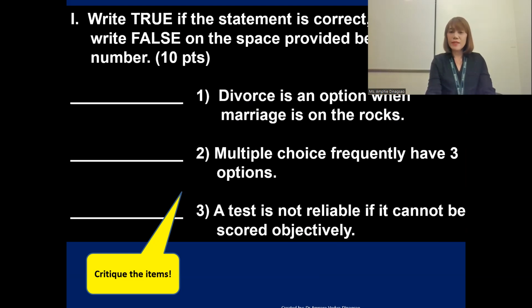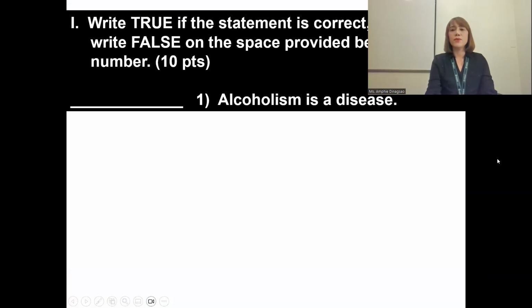a test is not reliable if it cannot be scored objectively. If you said that this is not a good item because it is negatively stated, again, true or false items have to be positively stated. This can be confusing and can be misread. And of course, this is a double negative, so also not in adherence to the guidelines for a true or false item.